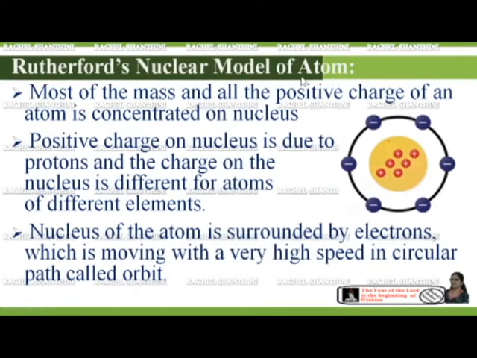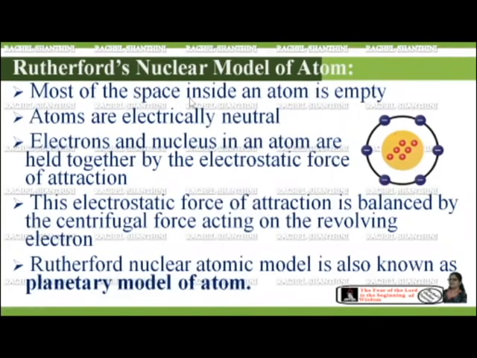The nuclear model of atom has the following significant points. Most of the mass and all the positive charge of an atom is concentrated on nucleus. The positive charge on the nucleus is due to the presence of protons, and the charge on the nucleus is different for atoms of different elements. Nucleus of the atom is surrounded by electrons, which are moving with a very high speed in a circular path called orbit. Most of the space inside an atom is empty.